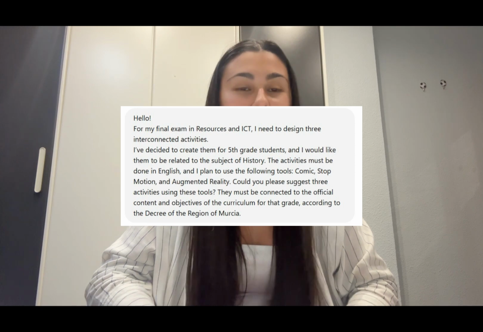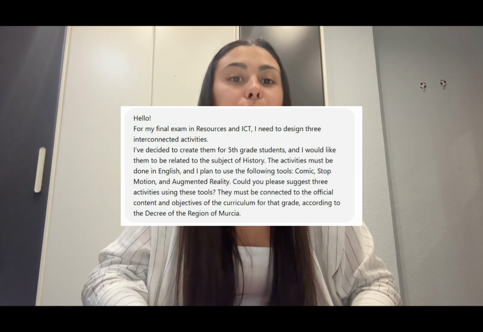How I use the AI to design my activities. Okay, this is what I sent to AI to help me design the 3 interconnected activities. I explained that I wanted to create them for 5th grade students, that they should be related to history, and that I wanted to use stop motion, comic, and augmented reality as tools. Then the AI suggests these 3 activities.